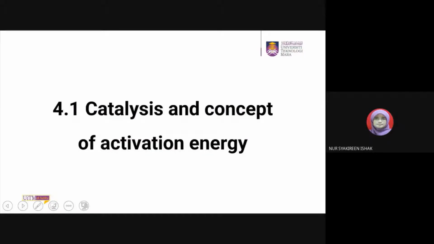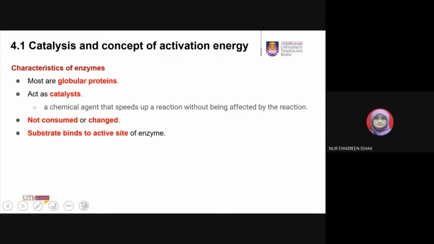Okay, so we are going to look at the first subtopic, which is catalysis and the concept of activation energy. So as I go along the notes, okay, my notes will be a little bit different from yours, as I have added some extra information. Okay, so if you think that what I've added is important, you may jot it down as we go along the lecture. Okay, so catalysis and concept of activation energy.